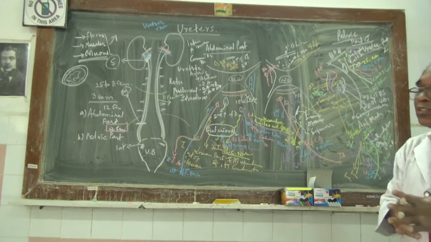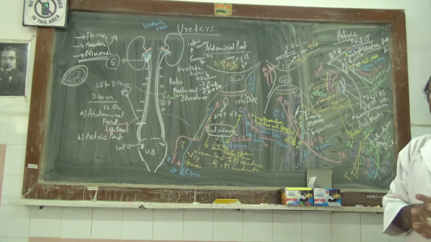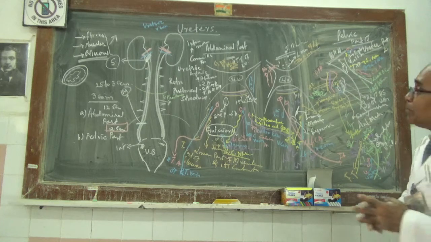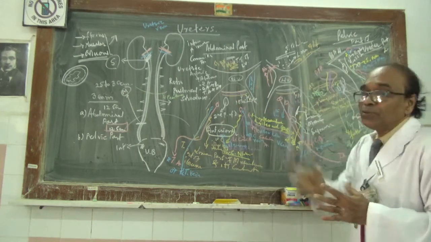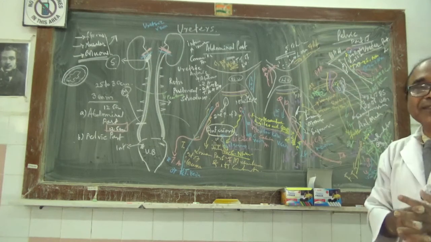Lymphatic drainage of the ureters: common iliac group of lymph nodes, internal iliac group of lymph nodes. Then you will have the renal group of lymph nodes. Then the lateral aortic group of lymph nodes. So this is the lymphatic drainage.